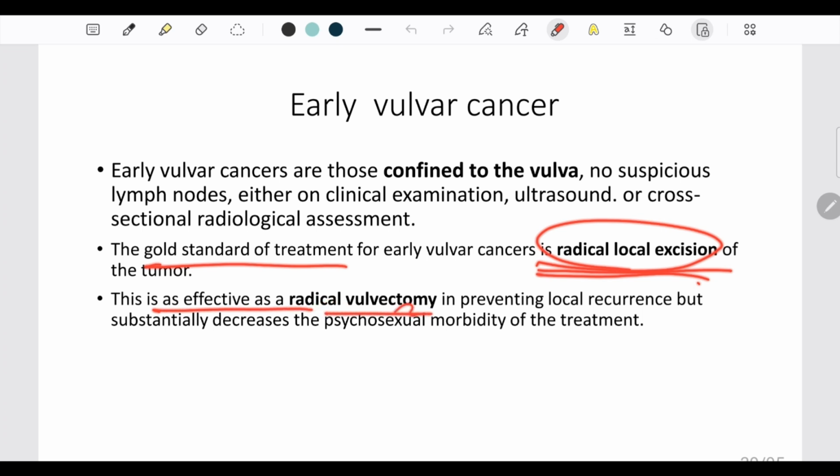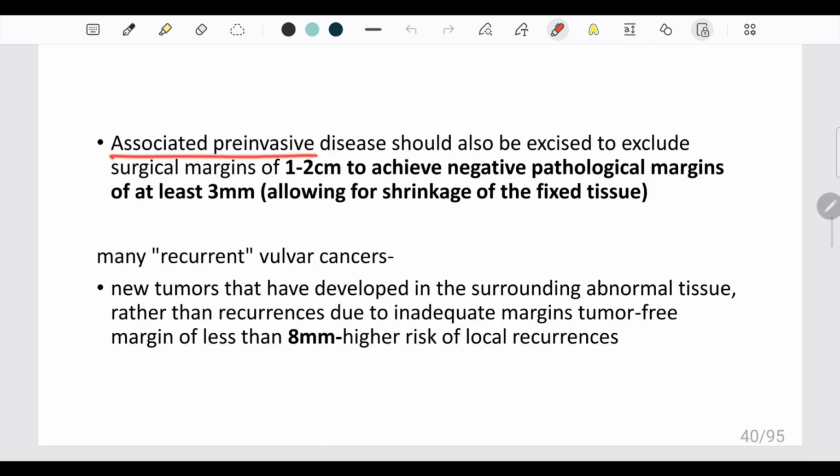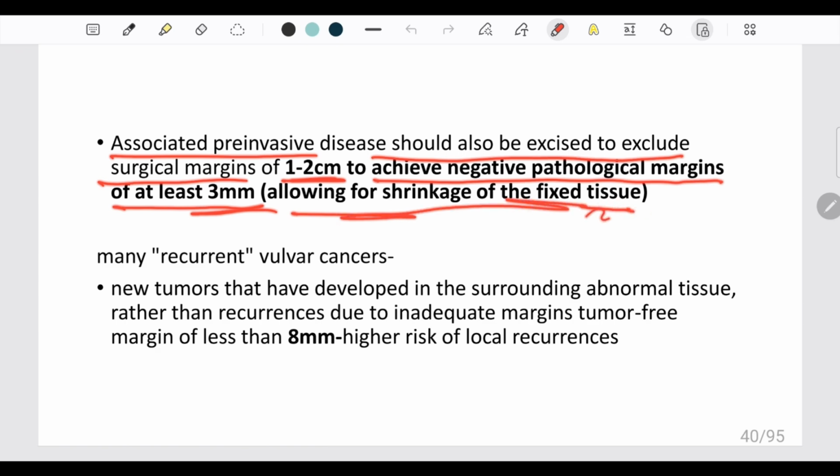This is as effective as radical vulvectomy. Associated pre-invasive disease should also be excised, with a surgical margin of 1 to 2 cm to achieve a negative pathologic margin of at least 3 mm, allowing for shrinkage of the fixed tissue. This is 8 mm actually.